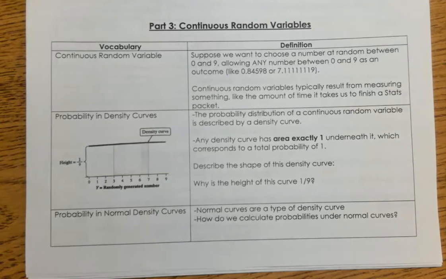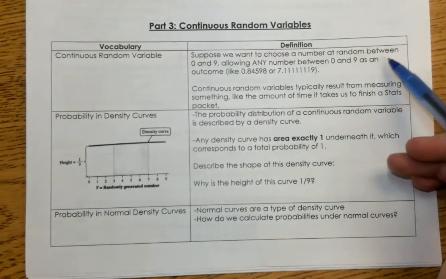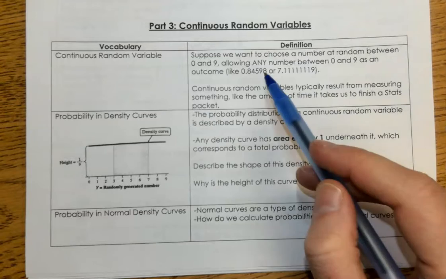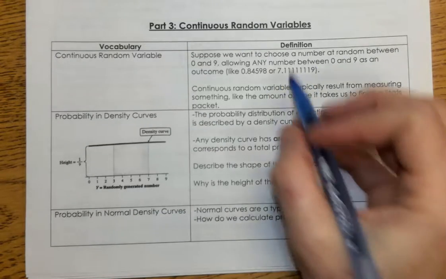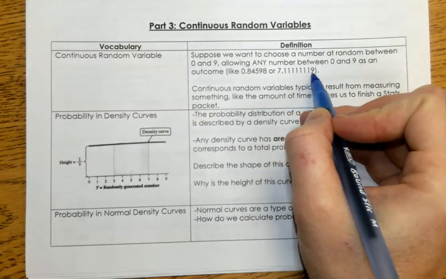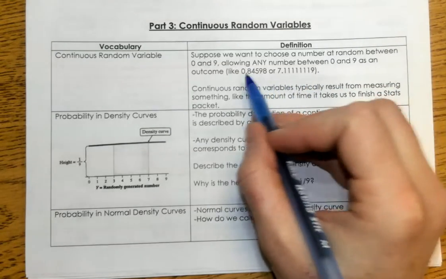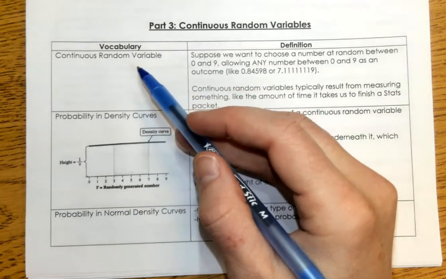Okay, so we've talked about discrete random variables. Now we're going to talk about continuous random variables. Continuous random variables are a little different because there's an infinite number of possibilities that it could be. Suppose we want to choose any number at random between 0 and 9. Allowing any number between 0 and 9 as an outcome would be a continuous random variable, like 0.845898 or 7.111119. So if we allow for outcomes like this, that makes it a continuous random variable.